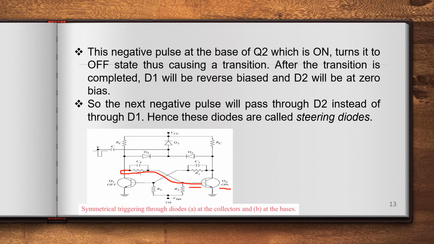After the transition is completed, D1 will be reverse biased and D2 will be at zero bias. Why? Because this enters into off state, no? So D2 will be at zero bias, this will be forward biased and this will be reverse biased. So after the transition, the next negative pulse will pass through D2 instead of D1. Hence these diodes are called steering diodes. These two diodes act like steering diodes.